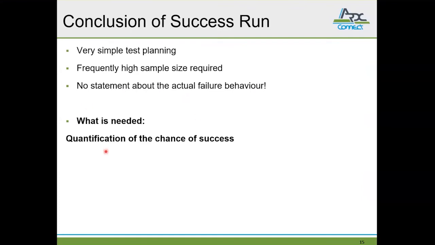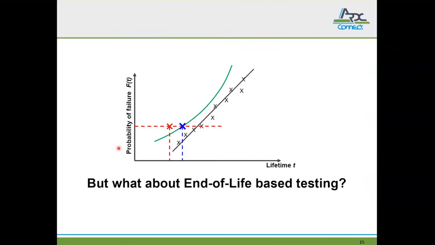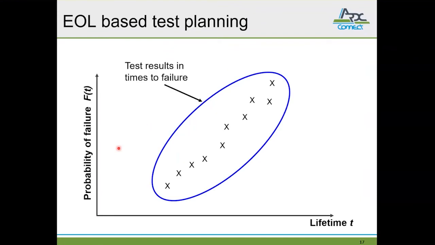So what is needed the most? We need to quantify our chance of success, so that we don't have a test that cannot fulfill a successful reliability demonstration, as it was, for example, with the 40% in my example. So now we talked about success run testing, but what about end-of-life based testing? The main difference when it comes to end-of-life based testing is that for these test strategies, we don't even have an analytical way to solve our test planning problem.